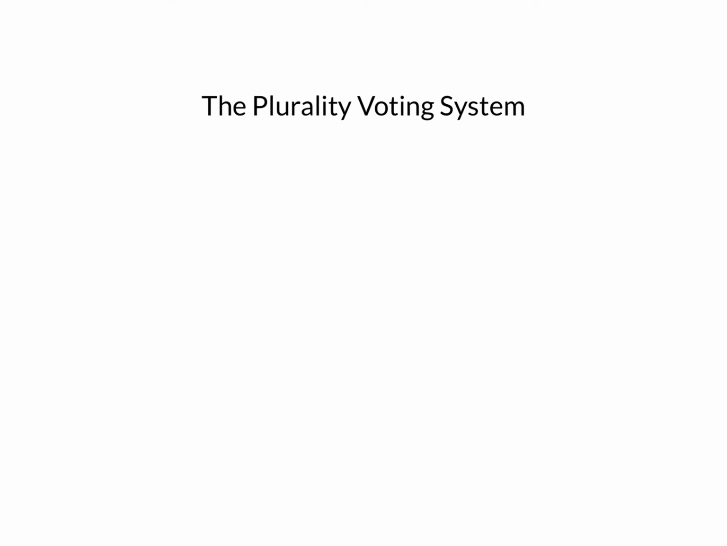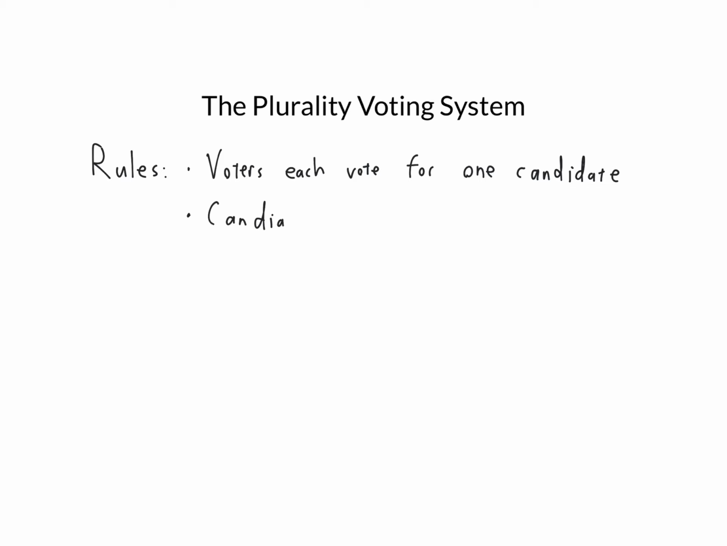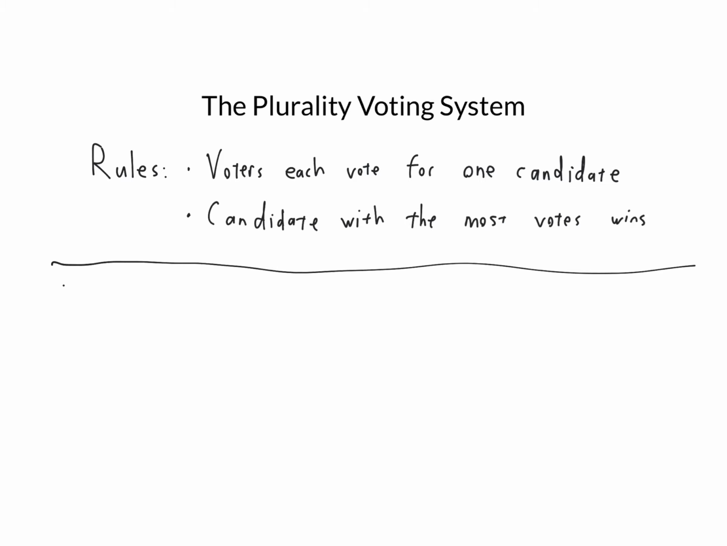Welcome back. The simplest voting system that we'll talk about in this class is called the plurality voting system. Here are the rules for this system. First, each voter gets to vote for one candidate. And then the candidate with the most votes is the winner.